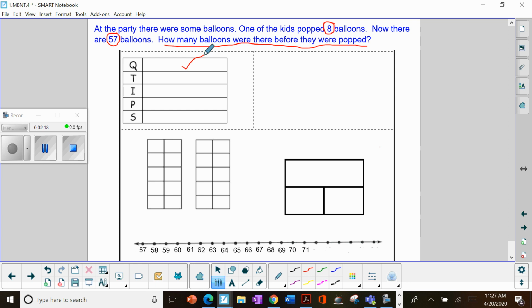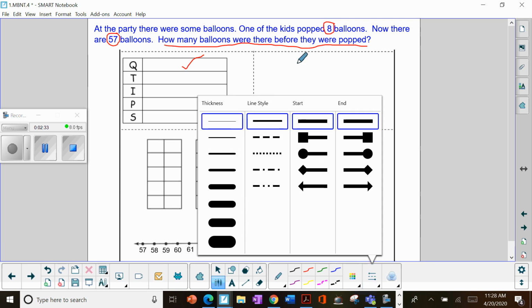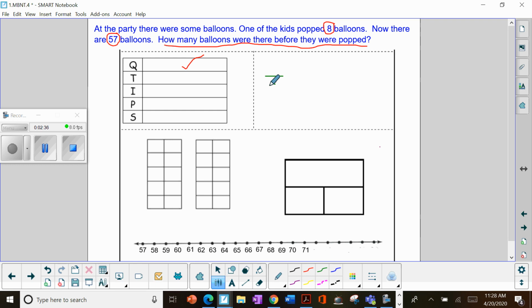Okay, so let's look at what we're going to do to solve this. I don't know how many balloons I started with. So our start is unknown. Put a question mark there. I know that I lost some because when they pop, they go away. So my change is 8. And the result, or at the end, I have 57 balloons.